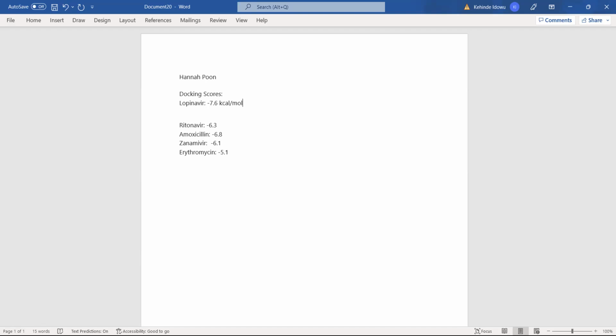That's Jennifer's conclusion. Anna's conclusion is, in this case, I can still give a level of consideration to amoxicillin. Amoxicillin has minus 6.8, even though it's not higher than the lopinavir minus 7.6, but at least it's still close, right? So that's a good idea.